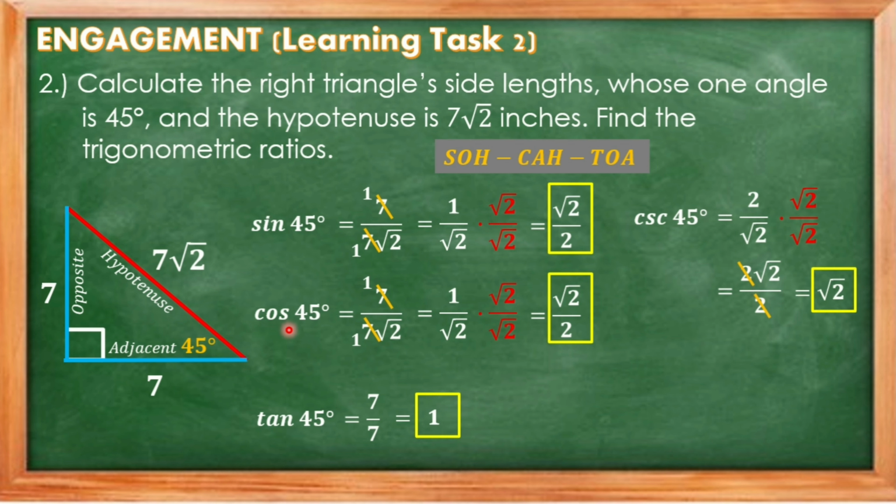So, since si sine at si cosine, same answer lang sila. So, yung reciprocal nila ay magkatulad lang din. At ang reciprocal ni cosine ay si secant. So, ganun din yung answer niya kay cosecant. Okay, so same answer lang din sila. Okay, so for tangent 45 degrees, ang reciprocal naman ni tangent ay si cotangent. So, ang reciprocal ng 1 is 1.